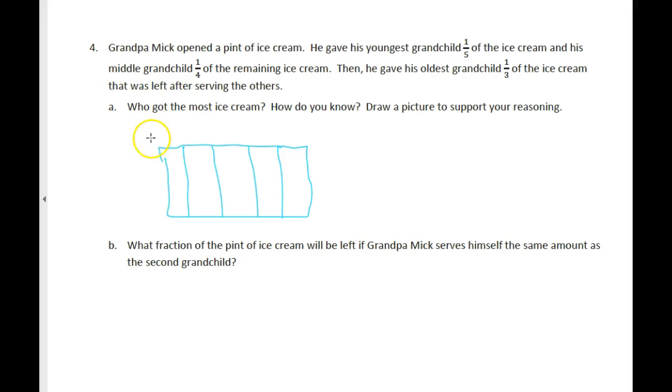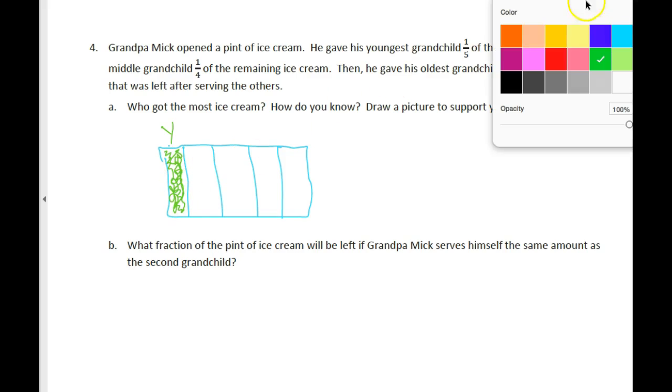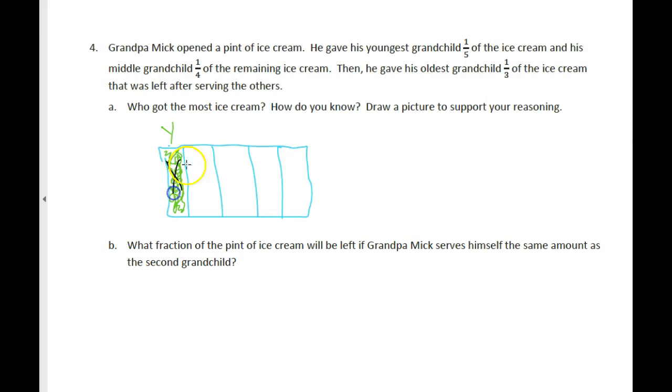And I'm going to color code these grandchildren here. So this is the youngest. The youngest is going to get 1/5 of it. Here's for the youngest. The next one, what we're looking at, is fourths. So this part's gone, right? That's all gone now. Now we're looking at fourths. And as you can see here, there's 1, 2, 3, 4 parts to it.